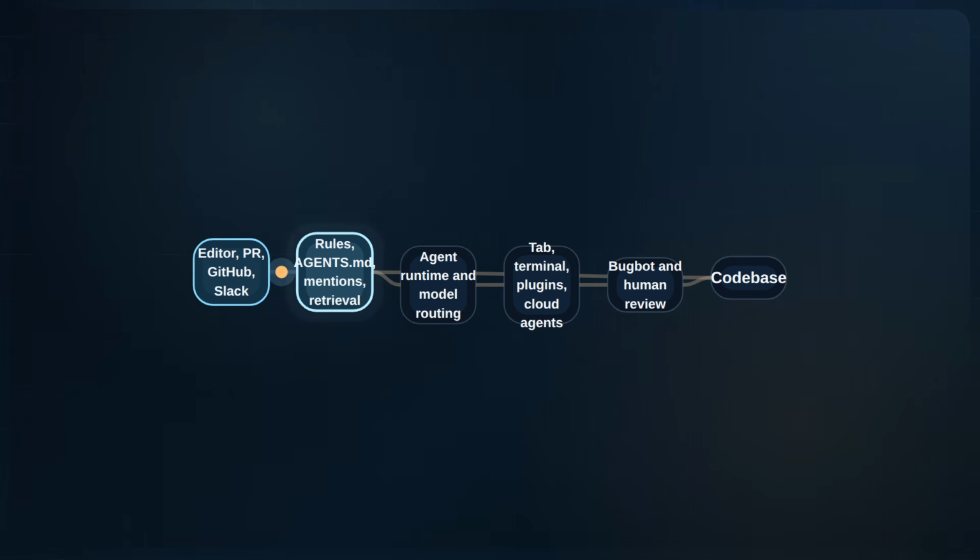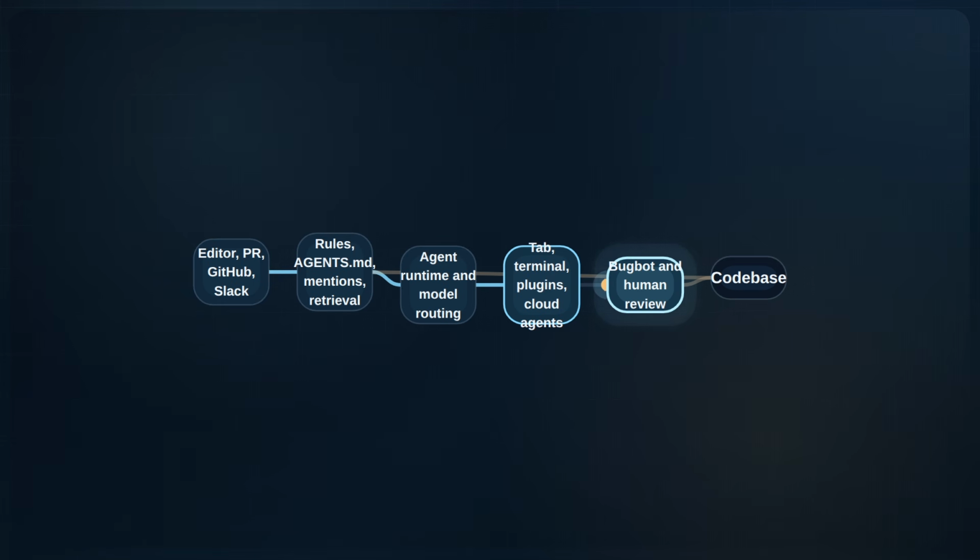So the clean mental model is that Cursor is an AI coding runtime wrapped in IDE and workflow surfaces. The visible entry points are the editor, pull requests, and remote triggers. Underneath that, Cursor assembles context from rules, AGENTS.md, explicit mentions, and retrieval over indexed code. The runtime can route work across models, and subagents then execute through tab, shell commands, plugins, external systems, or cloud branches. Review loops like Bugbot sit downstream and feed back into the codebase.